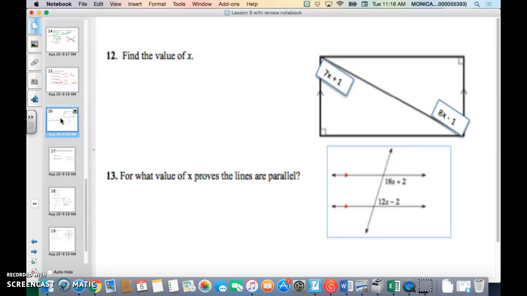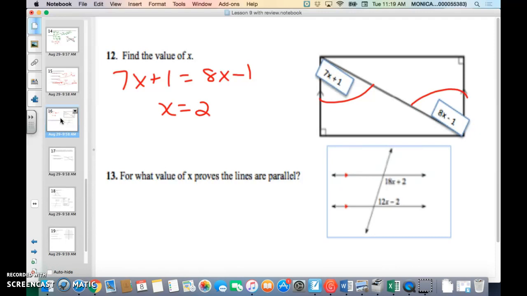Now we're going to find the values of X. So first of all, we have to look at the relationship. And I see parallel lines cut by a transversal. And I see them on alternate sides, but within. So this is going to be an equal. 7x plus 1 equals 8x minus 1. And you end up with x equaling 2.